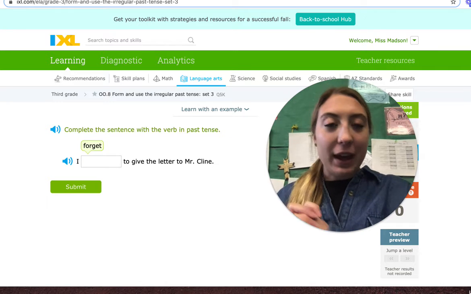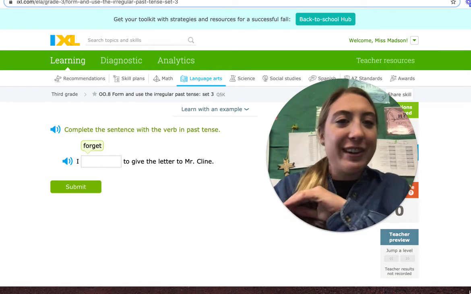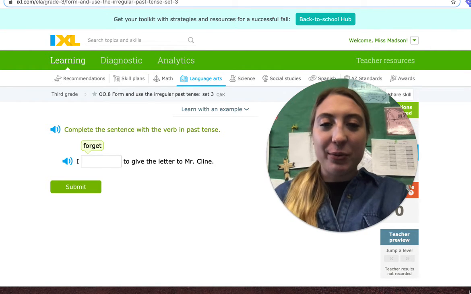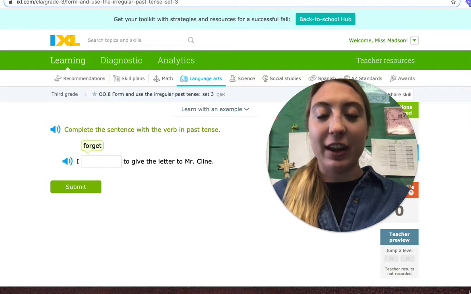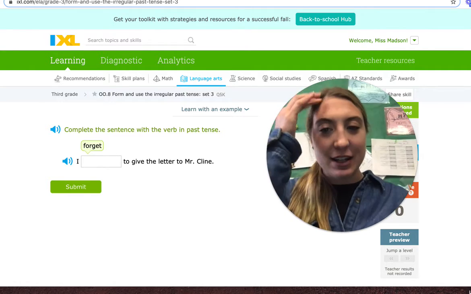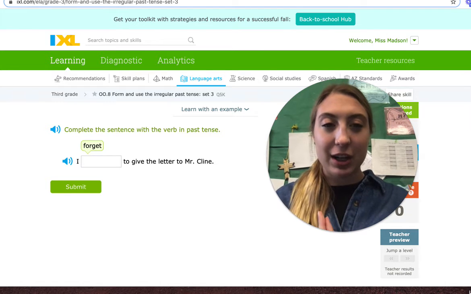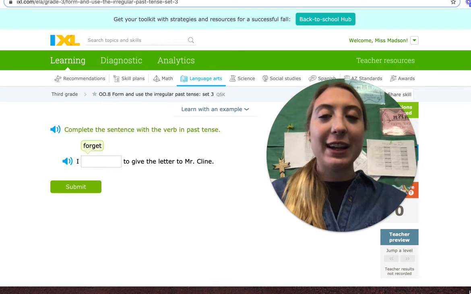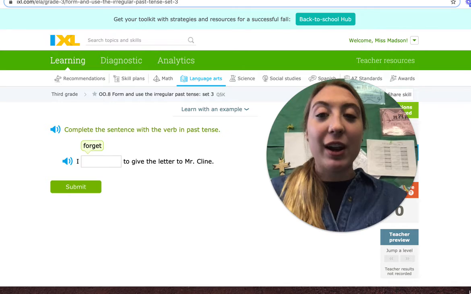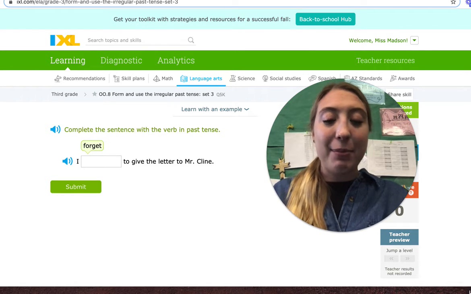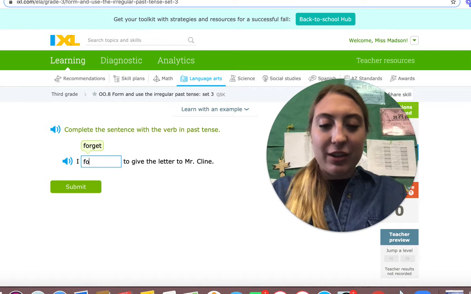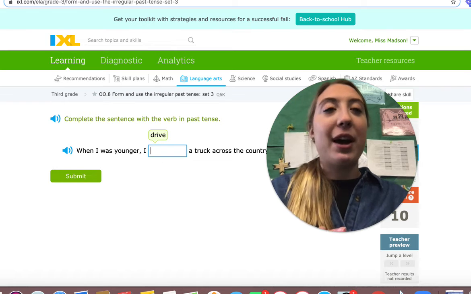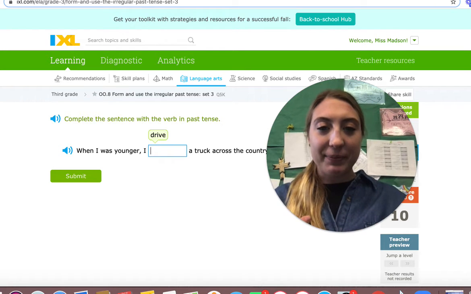All right, now that we have our verbs written down, we're going to go over some practice with our homework. We are changing the word. So, I forget to give the letter to Mr. Klein. How am I going to change that to past tense? Forget, remember again, we're just going to change a vowel for these ones today. If you remember from before, it is going to be forgot. I forgot to give the letter to Mr. Klein. It happened in the past. So I'm going to type in forgot. Remember, take your time typing because just one letter will count it wrong, but we want to try our best, so we are taking our time.